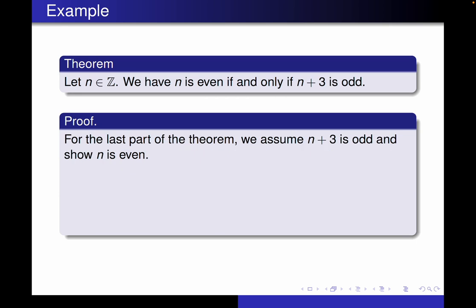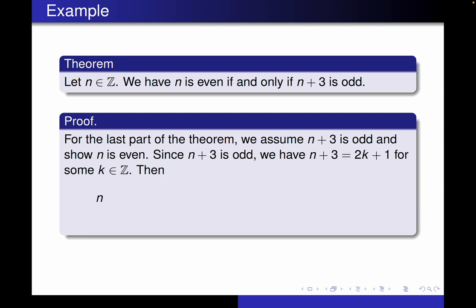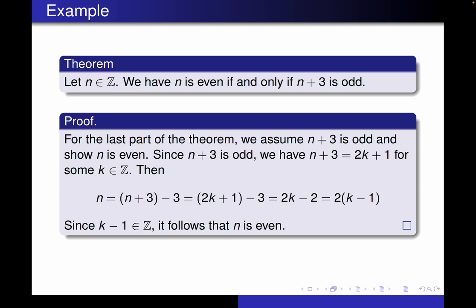Now we have to prove the other part of the theorem, which is that we assume n plus 3 is odd, and then we show that n is even. Since n plus 3 is odd, we have n plus 3 equals 2k plus 1 for some integer k. That's just the definition of odd number. And again, we're going to do some algebra magic. So if we want to look at what n is, that is going to be n plus 3 minus 3. That gets n plus 3 involved. N plus 3 we already showed is 2k plus 1. We can substitute that in. Then if we simplify, we get 2k minus 2. We can factor out the 2 to get 2 times k minus 1. Now k minus 1 is an integer, and by the definition of even numbers, that tells us that n is even.